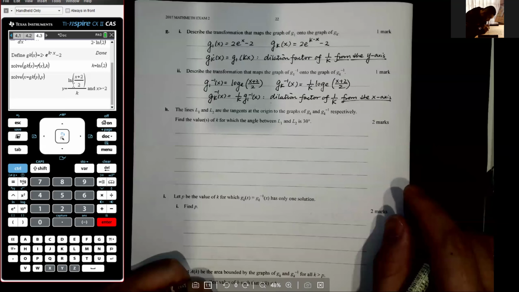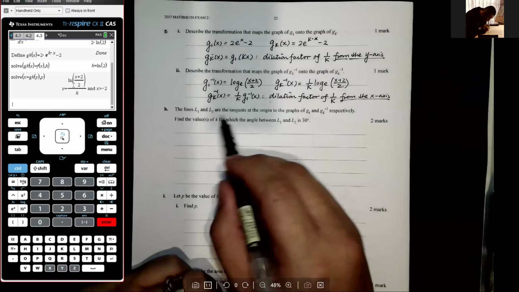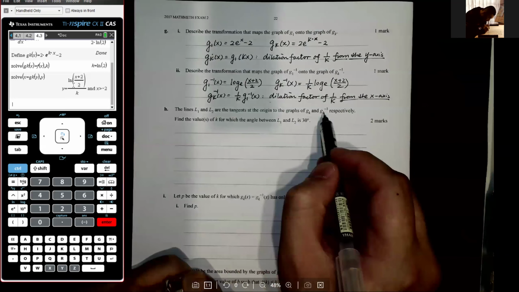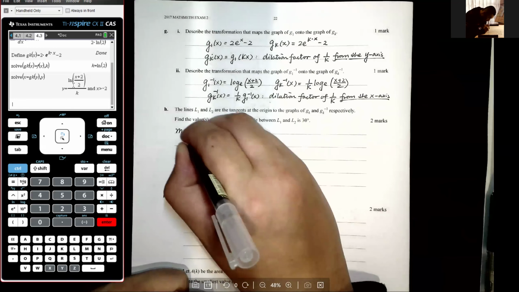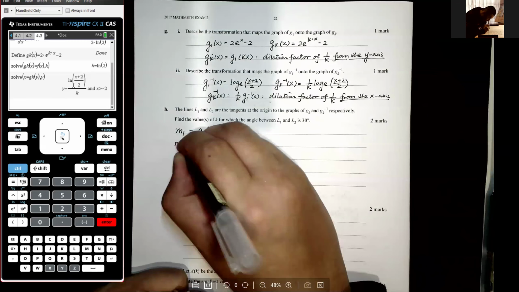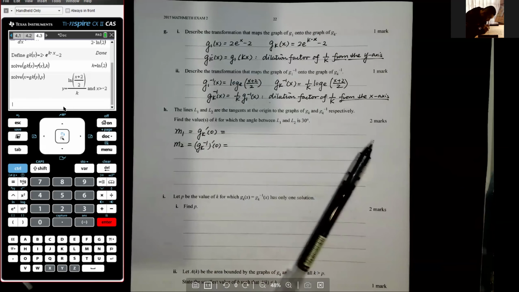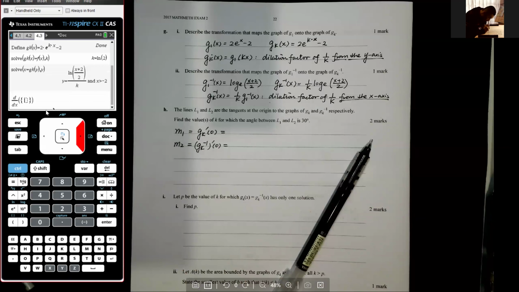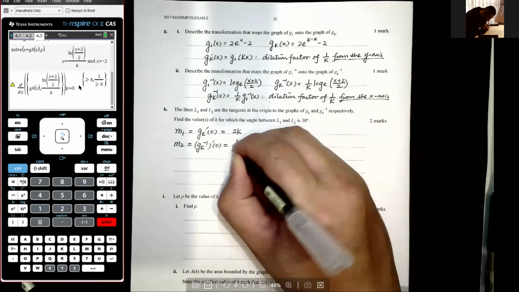All right, this question was proven to be challenging for many students. The lines L1 and L2 are the tangents at the origin to the graph Gk and Gk inverse respectively. Find the values of k for which the angle between L1 and L2 is 30 degrees. So basically, gradient 1 is Gk dash 0, gradient 2 equals Gk inverse dash 0. So we can find the gradients. Take the derivative with respect to x of Gk of x, and given x equals 0, you actually get, let's say, 2k and 1 over 2k.